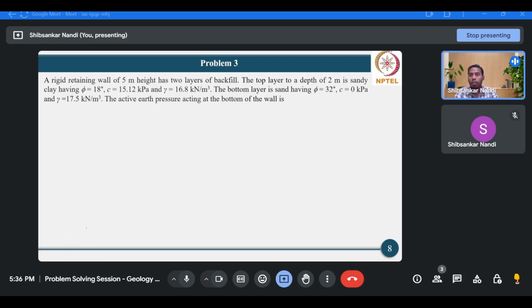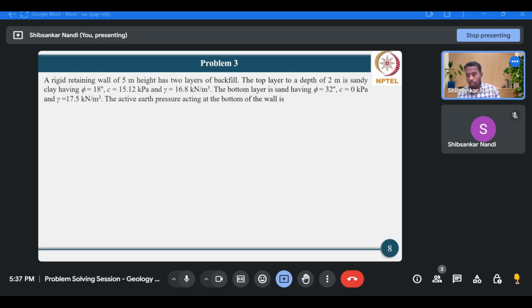So in this problem, a rigid retaining wall of 5 meter height has 2 layers of backfill. In the first two problems, we dealt with only one layer backfill configuration. That is, the retaining wall is retaining only a homogeneous backfill, having uniform shear strength parameters, which are constant throughout the depth or height of the backfill or retaining wall.